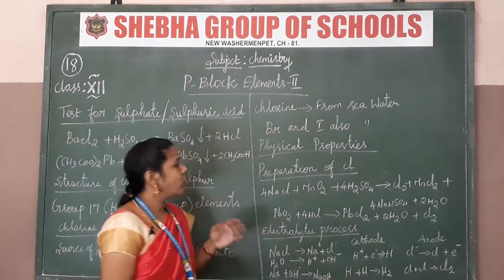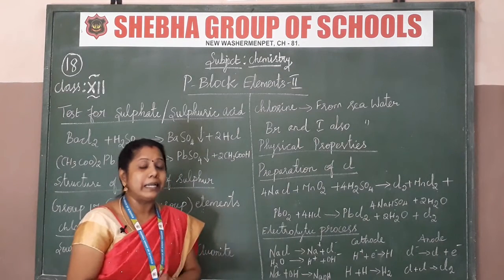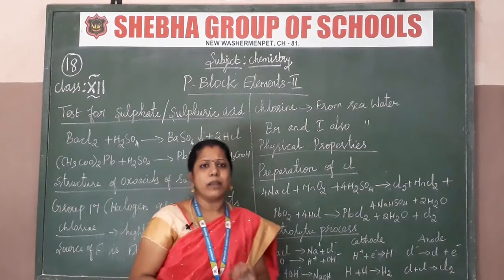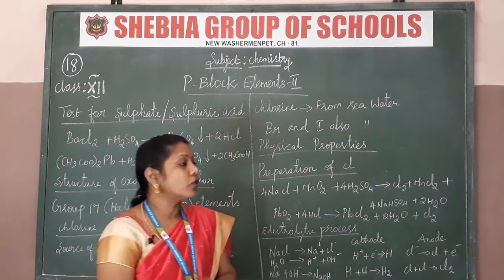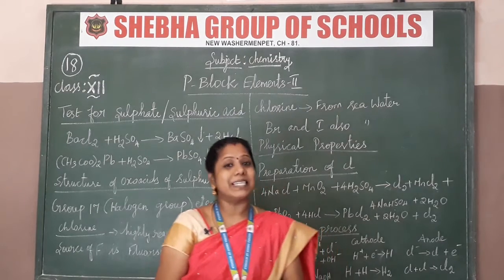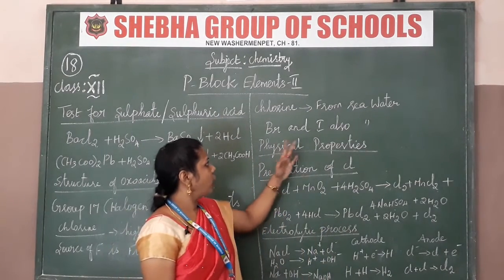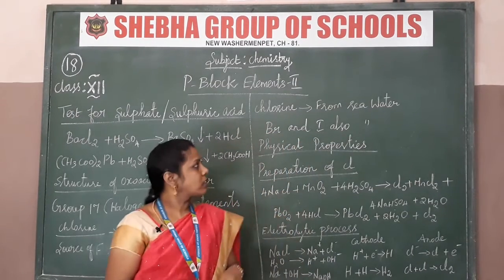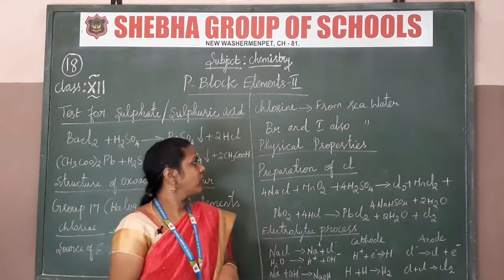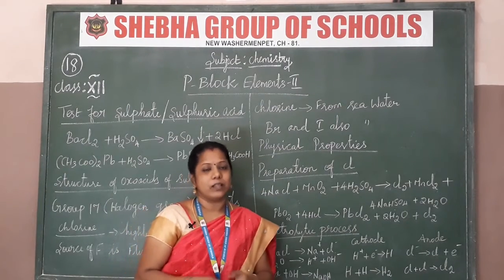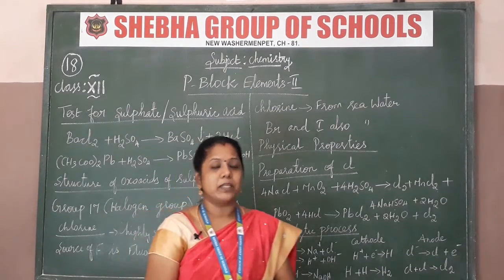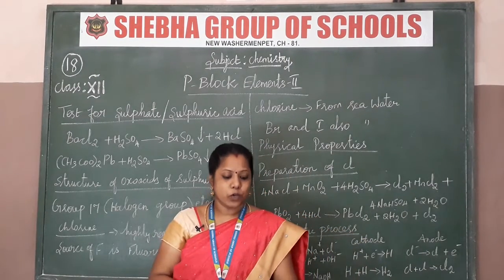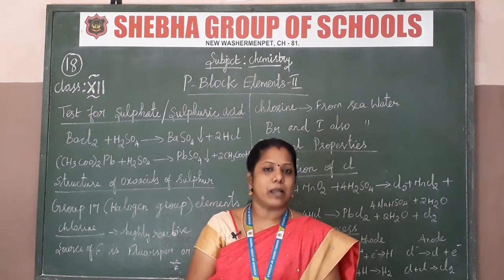Chlorine, as I already explained, is highly reactive with other molecules. Most of the chlorine we get is from sea water. In sea water, bromine as well as iodine also occur. This is for physical properties. For group 17 physical properties, the melting point, boiling point, atomic properties and electron configuration are given on page number 82. You have to refer to the tabulations.